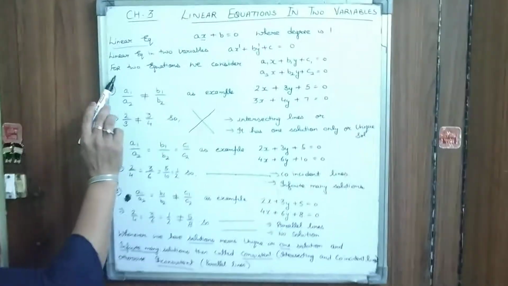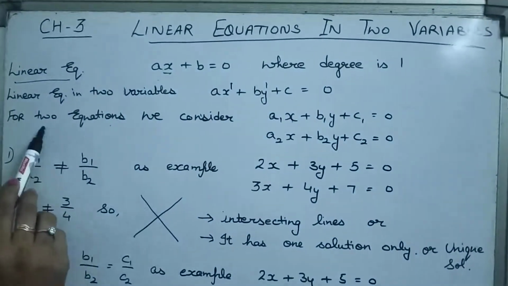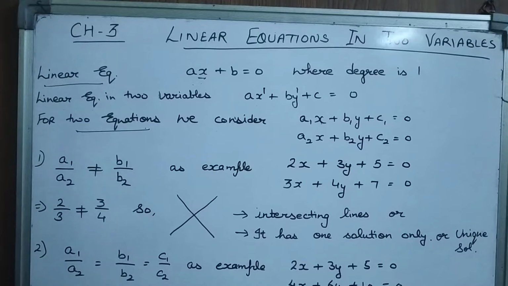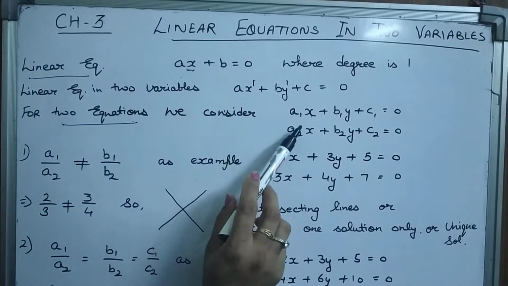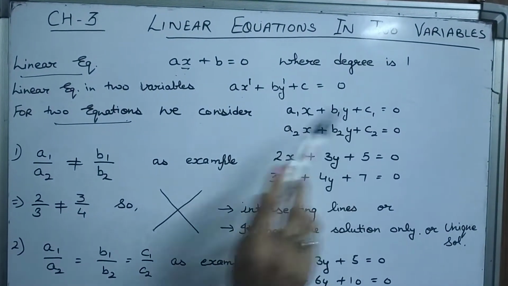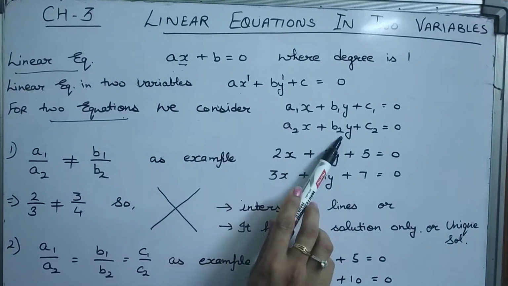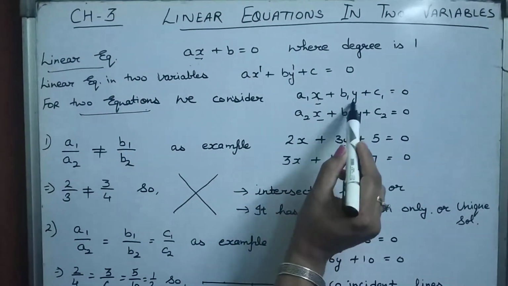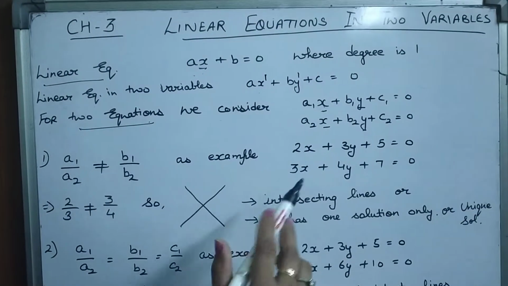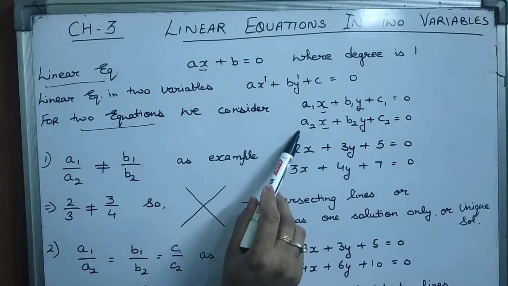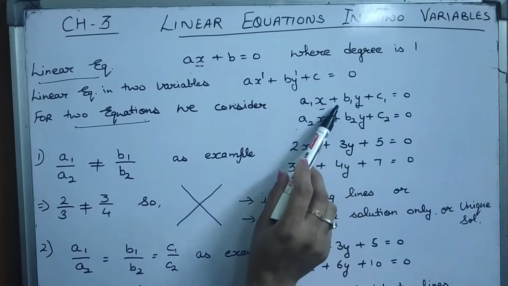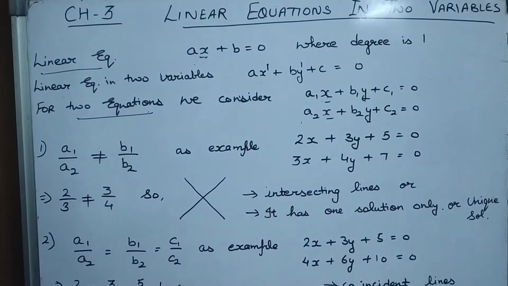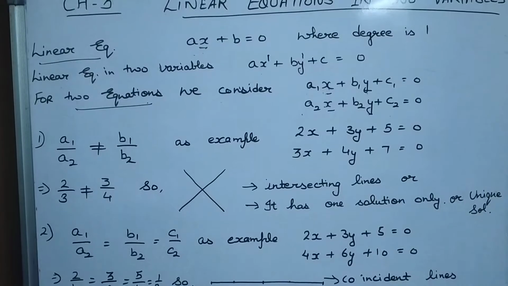Now, in this chapter we will take two linear equations in two variables, and we need to solve these equations. We will write them as a1x + b1y + c1 = 0 and a2x + b2y + c2 = 0. Here x and y are the variables, the coefficients of x are a1 and a2, the coefficients of y are b1 and b2, and c1 and c2 are our constants. There are many methods to solve it.